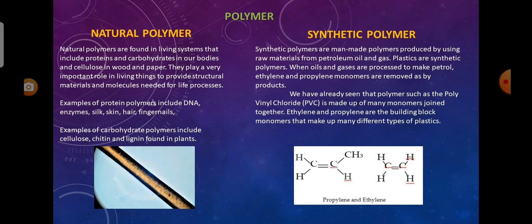Now we see about synthetic polymers. Synthetic polymers are man-made polymers that are produced by using raw materials from petroleum oil and gas. Plastics are synthetic polymers. When oils and gases are processed to make petrol, ethylene and propylene monomers are removed as byproducts. We have already seen that polymers such as polyvinyl chloride are made up of many monomers joined together. Ethylene and propylene are the building block monomers that make up many different types of plastics.